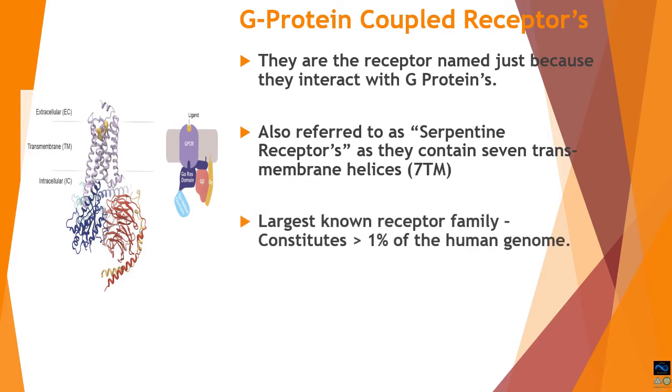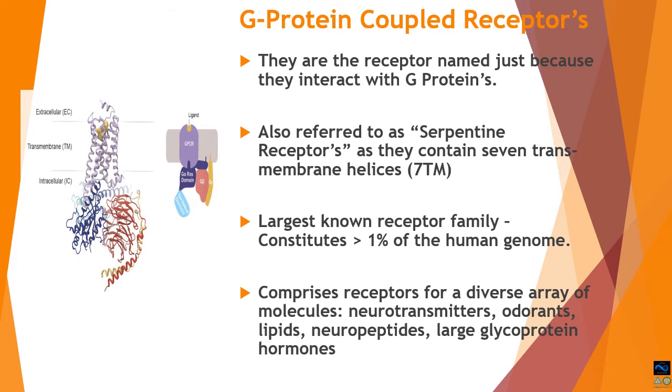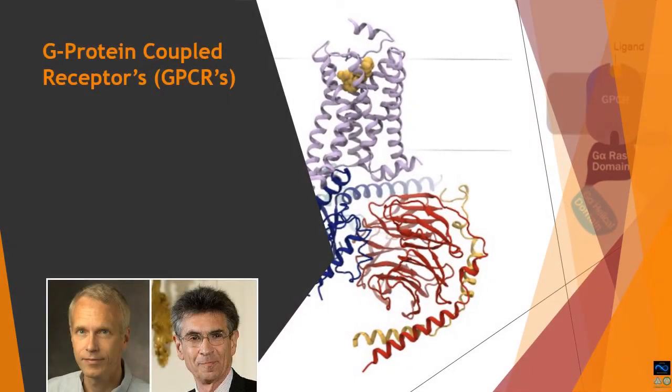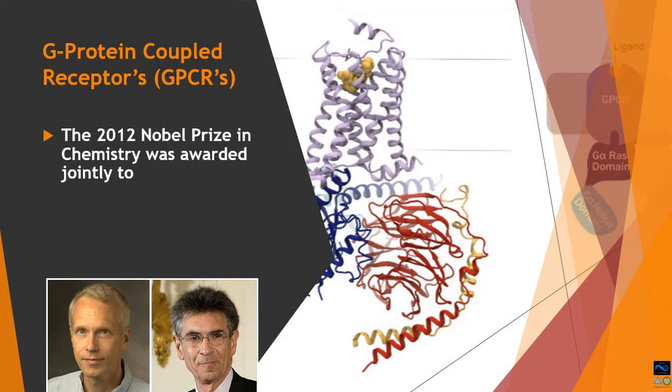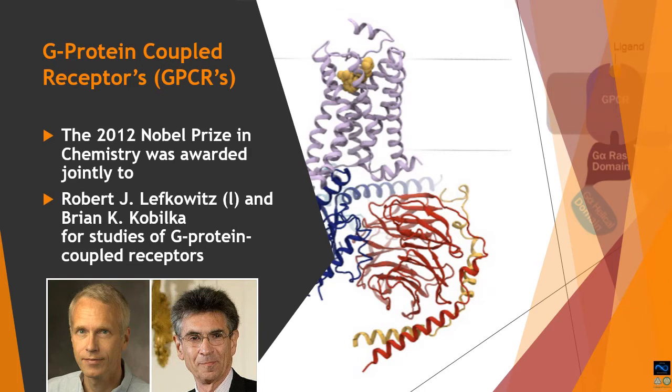They are the largest known receptor family, and the genes which code these receptors account for about 1% of the human genome. They comprise receptors for a diverse array of molecules like neurotransmitters, odorants, lipids, neuropeptides, and large glycoprotein hormones. The structure and function of the GPCRs were first studied by Lefkowitz and Kobilka, who later won the Nobel Prize in 2012 for their discovery in studying the structure and function of these GPCRs in response to the hormones.